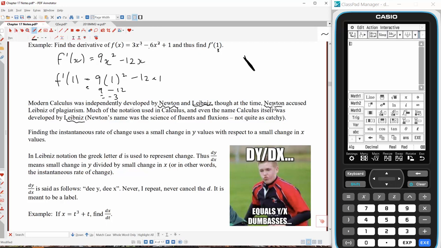So it's an interesting story if you want to see the background of calculus. All this happened, I think, in about the 1600s. So it was quite some time ago.